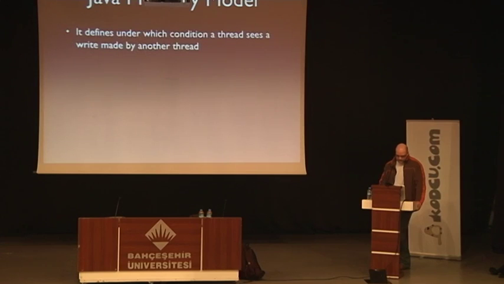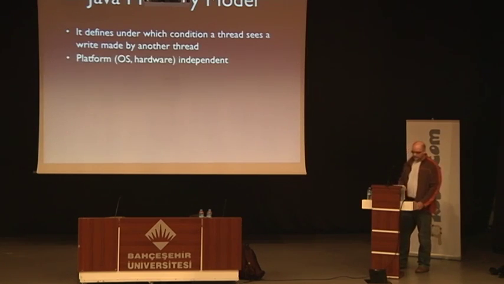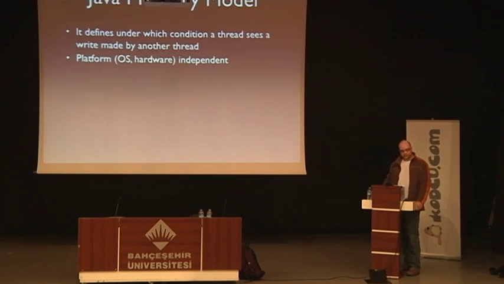So the Java memory model defines under which condition a thread is going to see a write made by another thread. So that's the basic. Since the JVM is not dependent on a particular hardware, the Java memory model needs to be hardware and operating system independent. So it should not matter if you use Linux or Windows. It should not matter if you use an Intel or an AMD, or maybe even more advanced architectures like an ARM processor, or not advanced, but more. They consume less power.